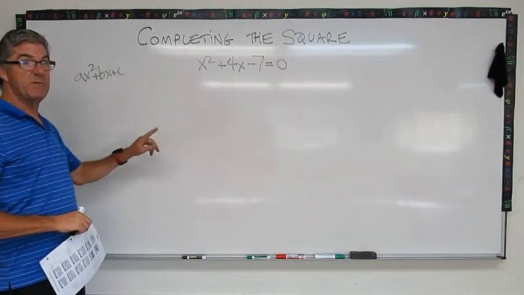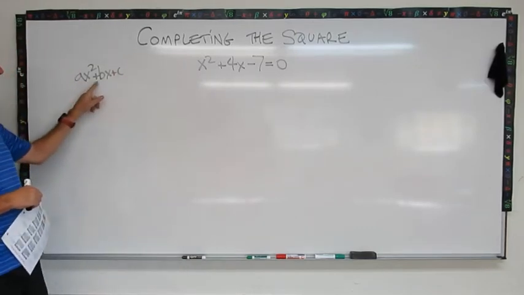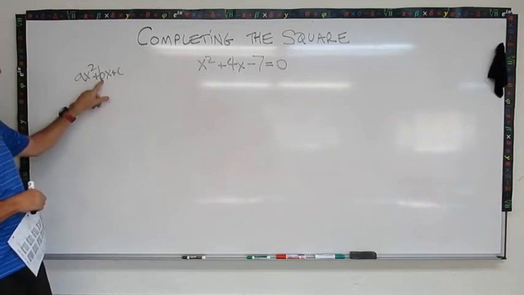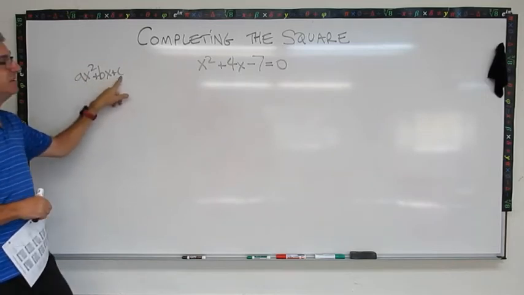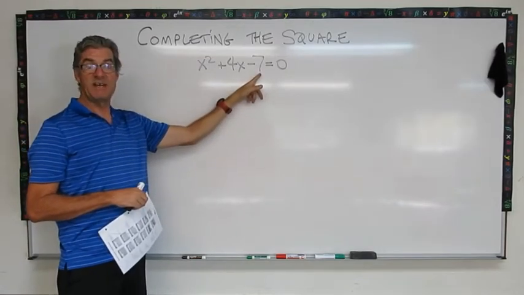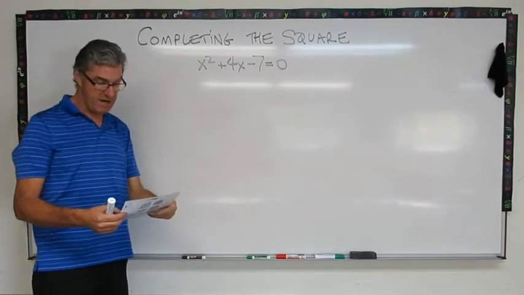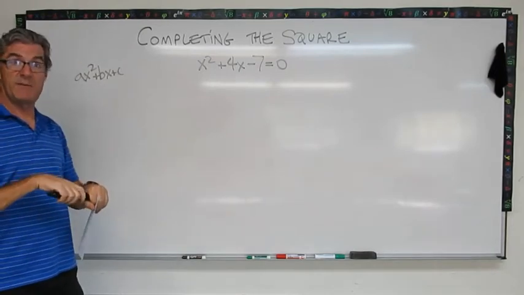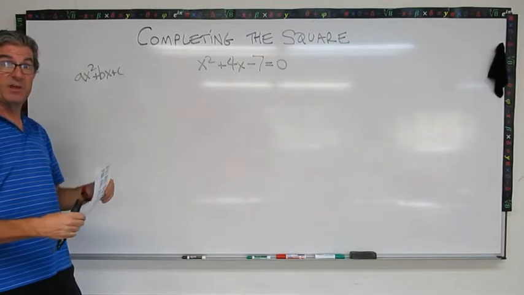The first thing you have to remember is that all quadratics have this general form, where we've got the a in front of the x squared, the b in front of the x, and the c is the constant. So a here is 1, b here is 4, and c here is minus 7. So we're going to use that right now. I'm going to go over the step-by-step process and talk about an example as I do that.